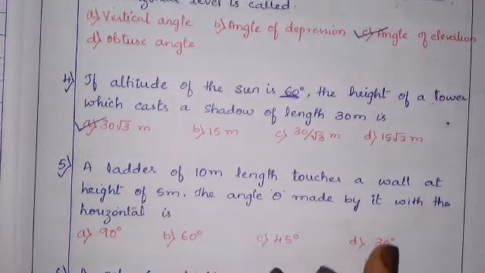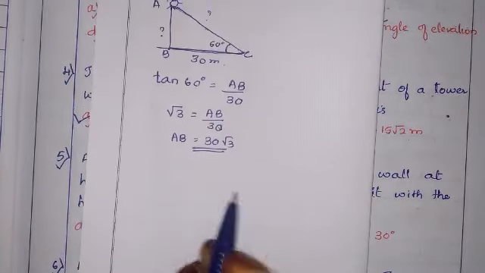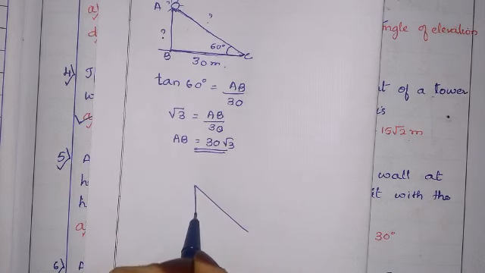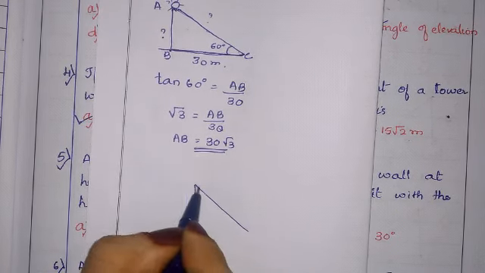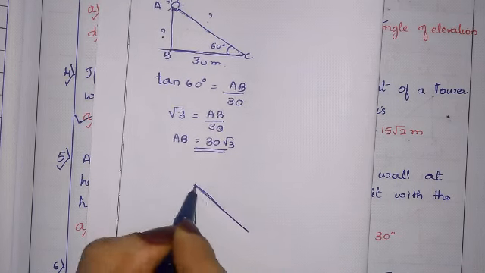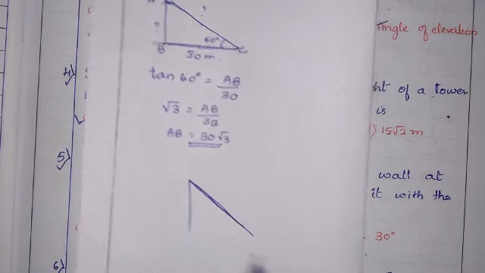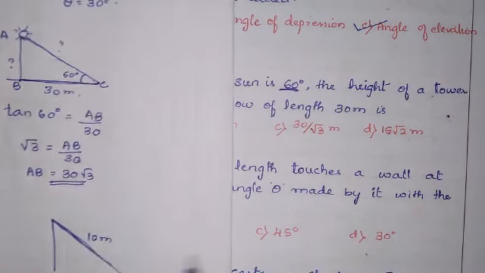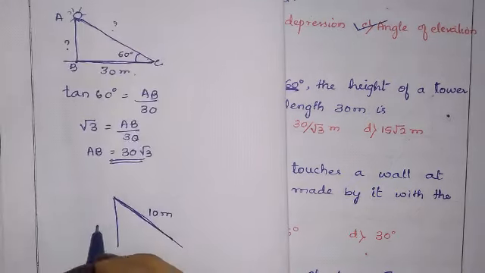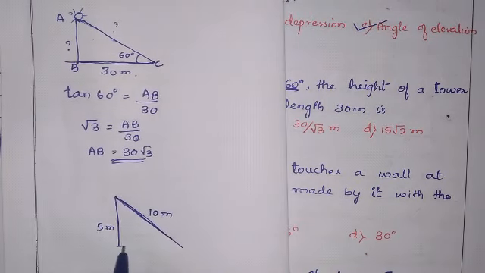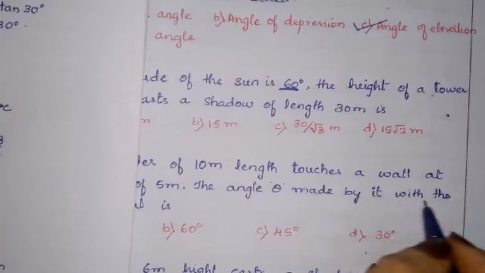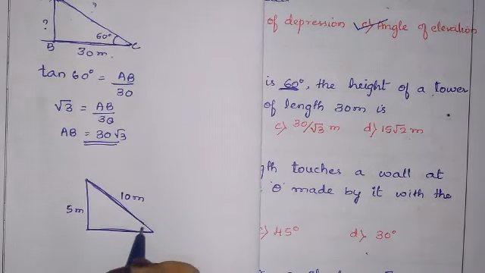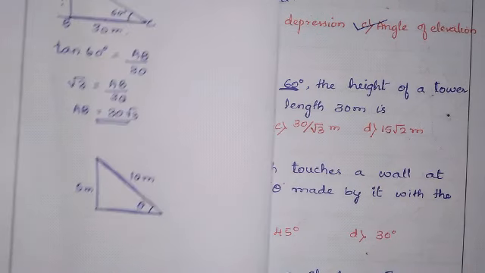Again they have asked about the angles. So what do you have to draw? A ladder which touches the wall. This is the wall. Okay, a ladder. The ladder will be in this position. How much length have they told? 10 meter. It touches the wall at a height of 5 meter. Find the angle made by it with the horizontal. We have to find the angle. Let the angle be theta.